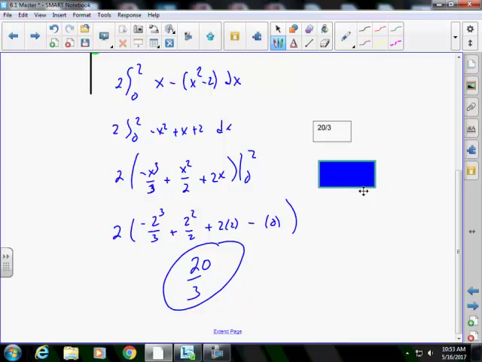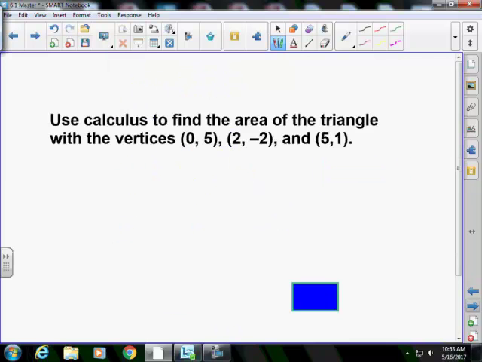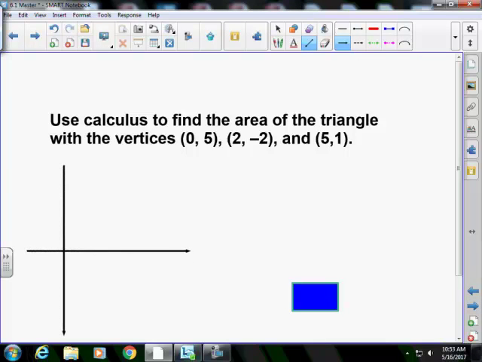There's one more function I'd like us to look at. You have a problem like this on your homework. It says use calculus to find the area of the triangle with these vertices. So again, I need to come up with a triangle. And this is a sketch. It's not exact, but I have the point 0, 5. I have another point, 2, negative 2. And I have a point 5, 1.